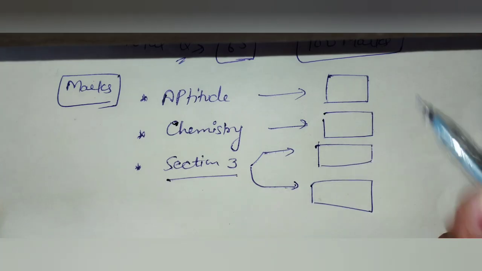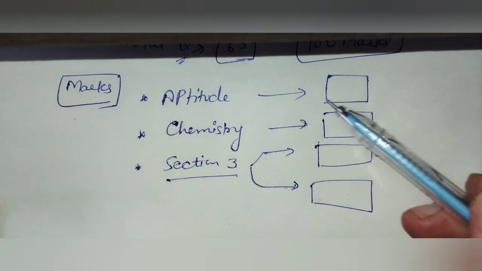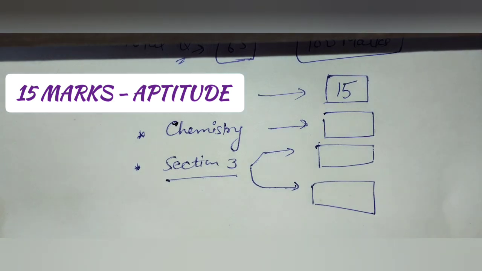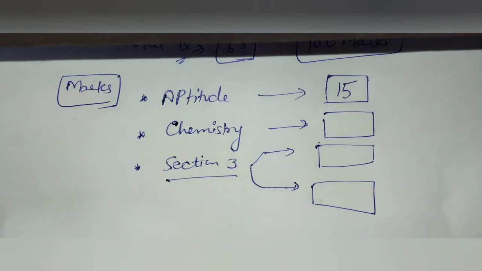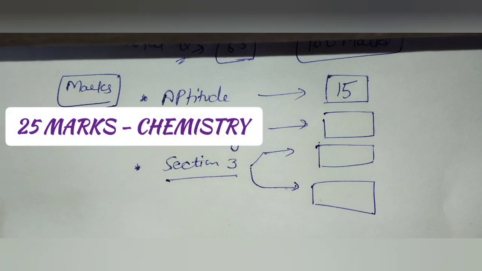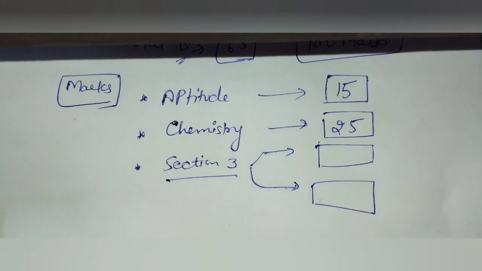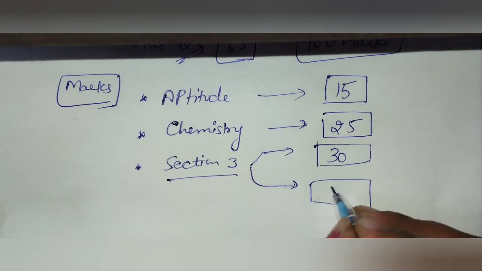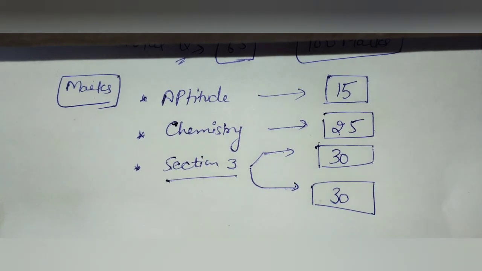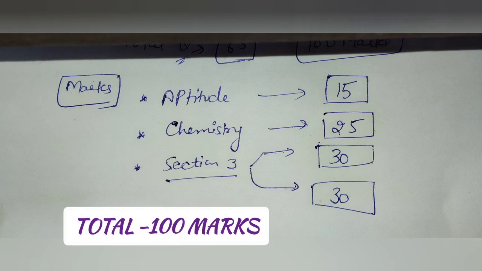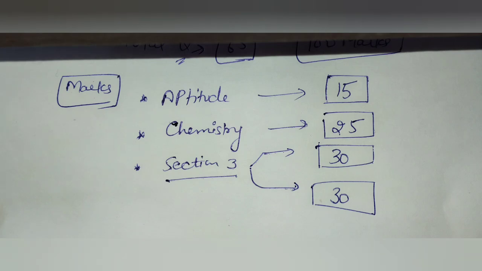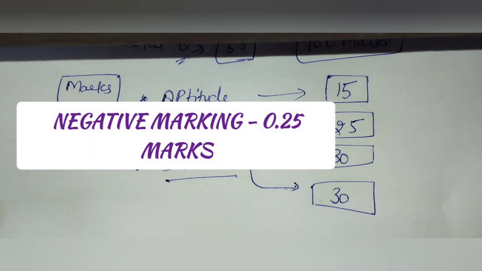Section 1 contains general aptitude, which you can say is English grammar, reasoning and math. Overall it is of 15 marks only, and I can say this is the easiest section from where you can get marks. The second section, general chemistry, is of 25 marks. In the third section, in which you have to solve 2 subjects, each subtype or category carries 30 marks. So overall it is a 100 marks exam, and you will be provided 3 hours for this. There is no sectional timing, so you can take your time and switch sections anytime. This is an online exam, but you can switch.